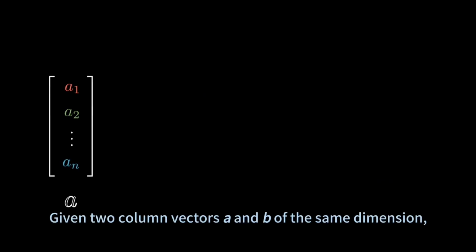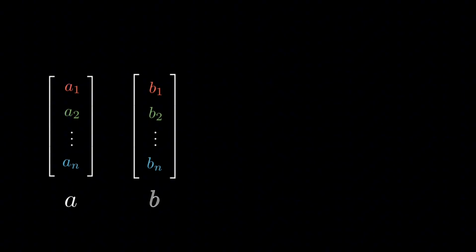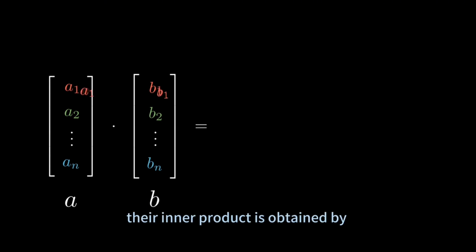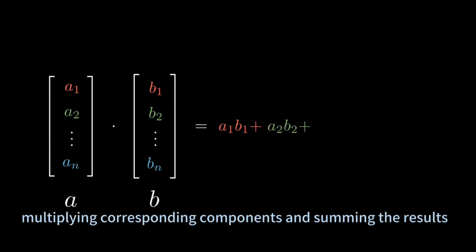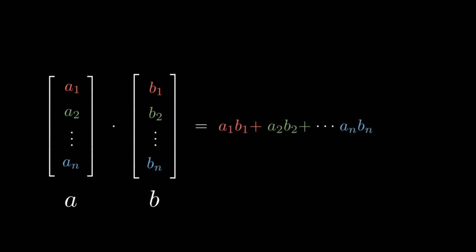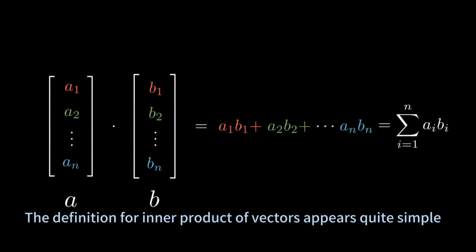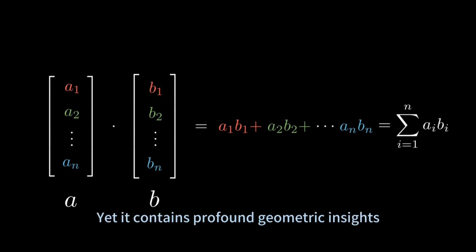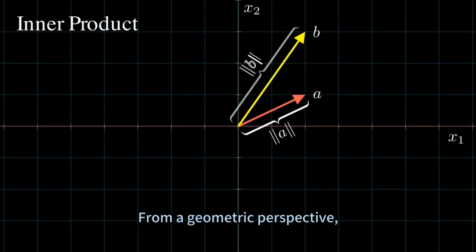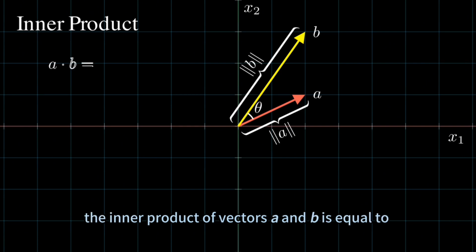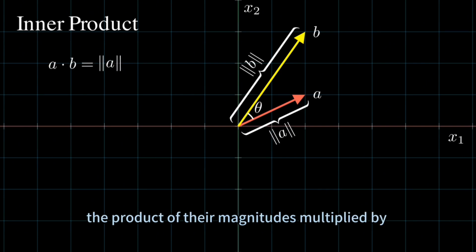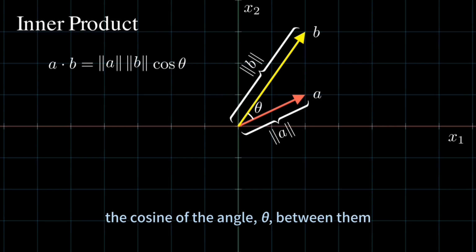Given two column vectors A and B of the same dimension, their inner product is obtained by multiplying corresponding components and summing the results. The outcome is a scalar. The definition for inner product of vectors appears quite simple, yet it contains profound geometric insights. From a geometric perspective, the inner product of vectors A and B is equal to the product of their magnitudes, multiplied by the cosine of the angle theta between them.